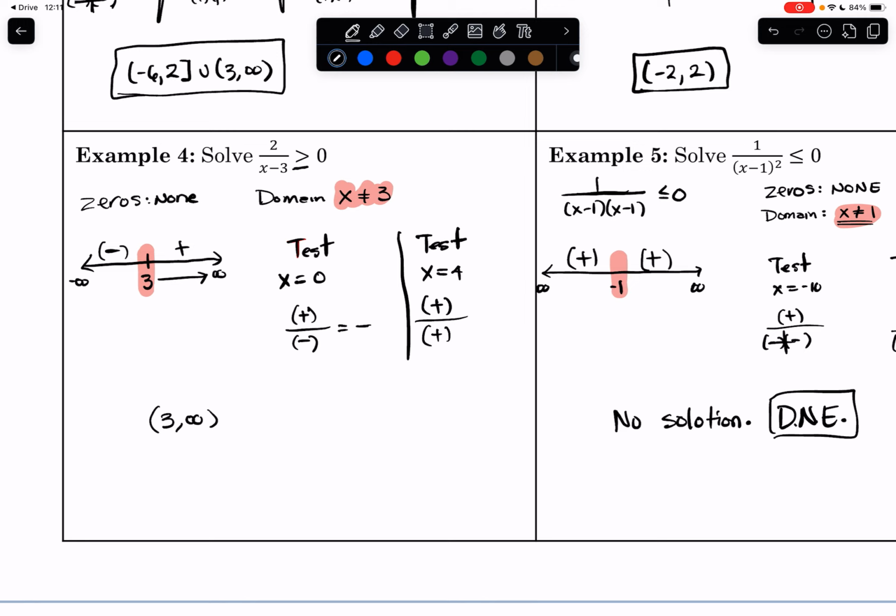Had this had an equal sign, the answer would not change. Because the answer is asking, when is this thing going to be greater than 0? Well, we're going to be greater than 0 from 3 to infinity. And when is it going to equal 0? Well, never. There are no zeros. We never equal zero, so it can never equal those values. So our interval is not going to change, even if it has an equal sign there.